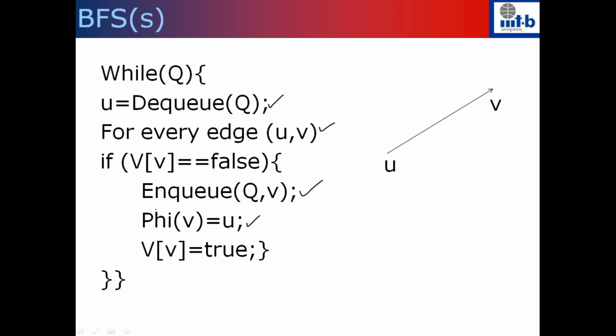The algorithm terminates when the queue is empty, right? So you will end up adding all the nodes in the graph exactly once, and then you end up deleting all the nodes from the queue one by one, and when the queue becomes empty, the algorithm stops.